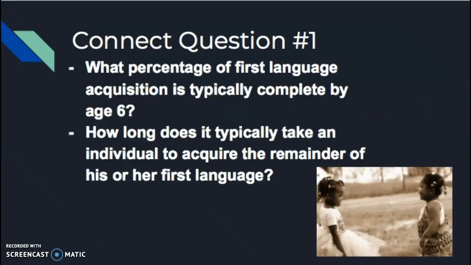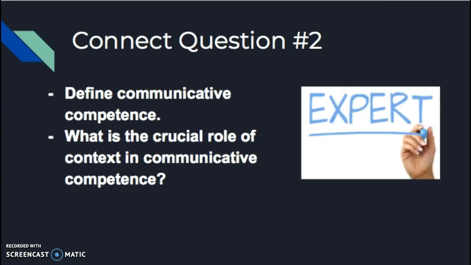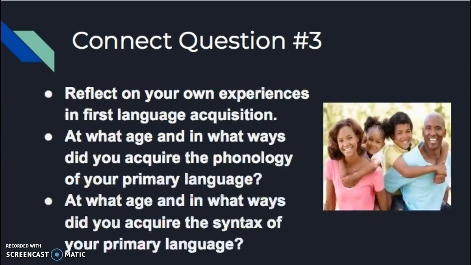50% of our first language acquisition occurs before age 6, but it takes a lifetime to complete the language learning process. Communicative competence is a level of expertise in the language that allows the speaker to decode messages and personally navigate meaning and context. Students can have different levels of competence depending on the context.